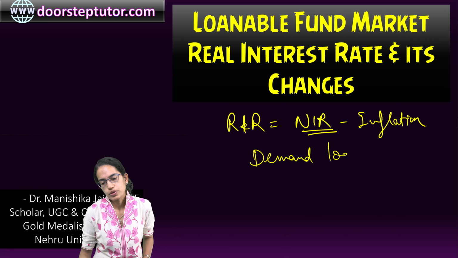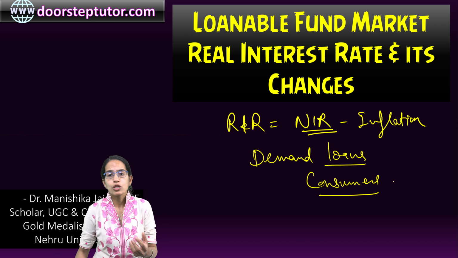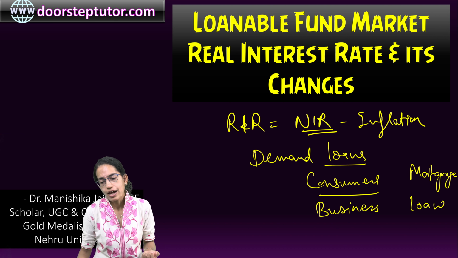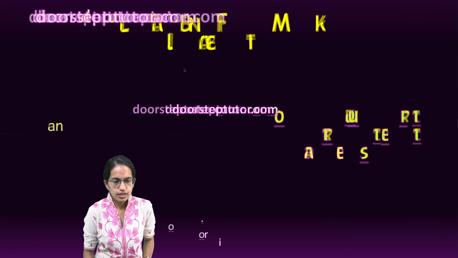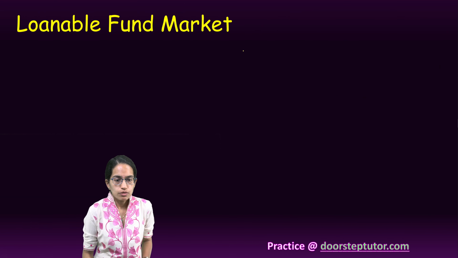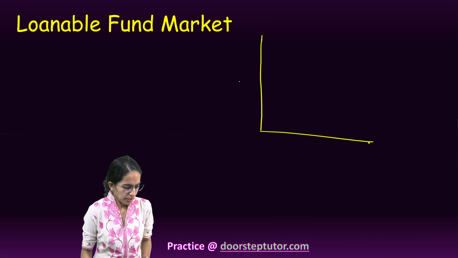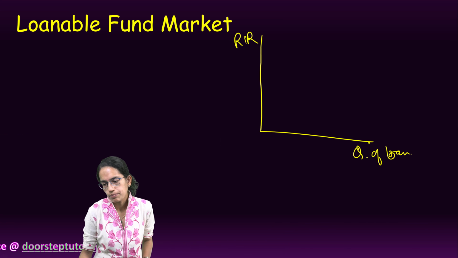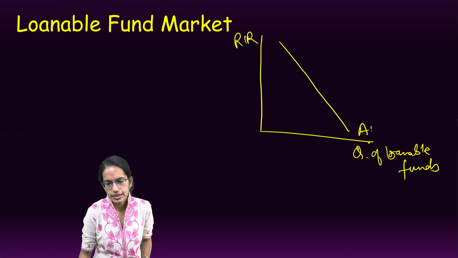Now, what is the demand for loans? Who would demand a loan? Loans can be demanded by consumers. Consumers can want a loan for routine purposes, or for a mortgage, or for health, or for some other reason. For businesses, it would be in the form of business loans, and for government, it would be in the form of bonds, right? So there is a curve that we can draw for the demand. This is the real interest rate versus the quantity of loanable funds, and this would draw the aggregate demand.